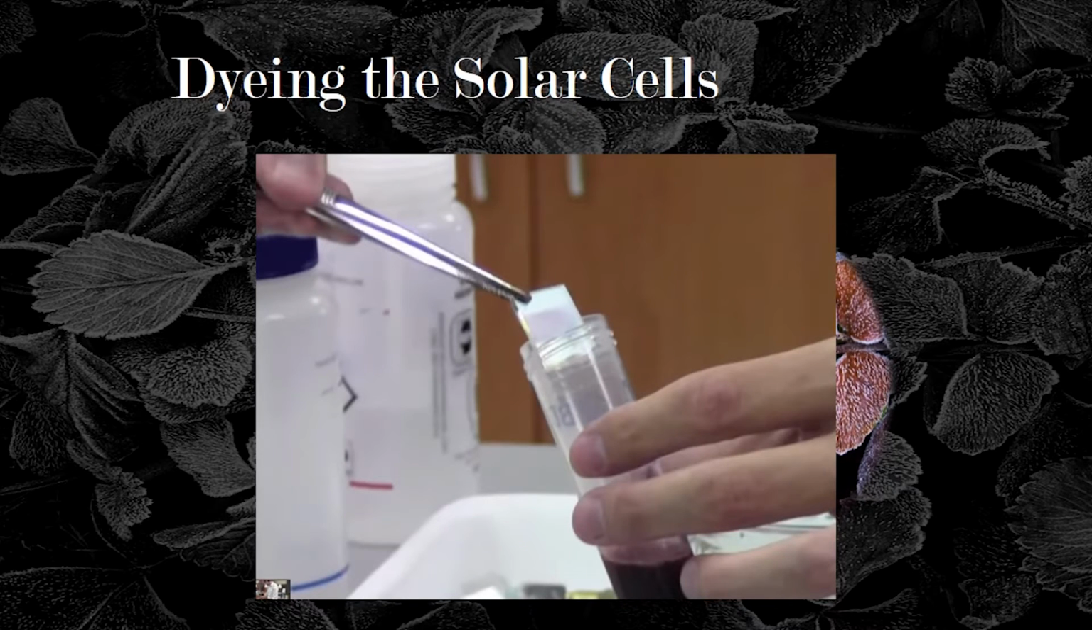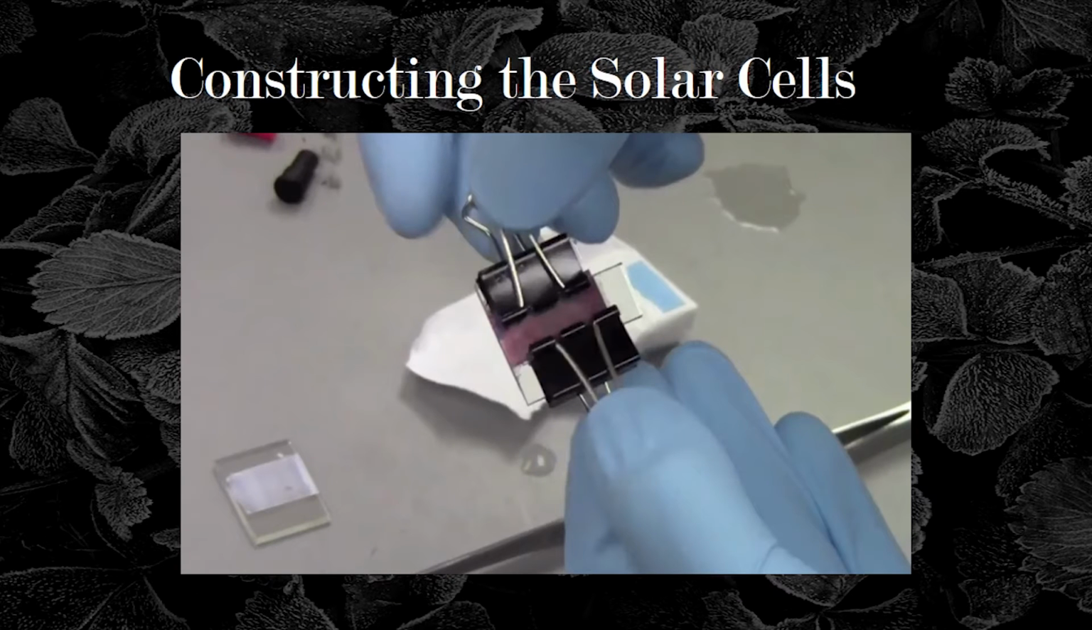So just real quick, that's what dyeing the solar cells looks like. You just put it in the stuff and then leave it in there for 5 minutes. You put them together and test them. We used an overhead projector to keep consistent light.